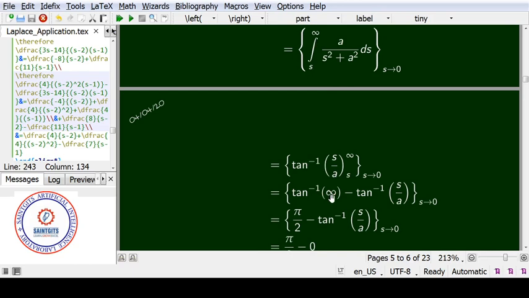Then tan inverse of the upper limit infinity minus tan inverse of the lower limit s, so tan inverse s by a. But tan inverse infinity is equal to pi by 2. Pi by 2 minus tan inverse s by a is tan inverse s by a itself.